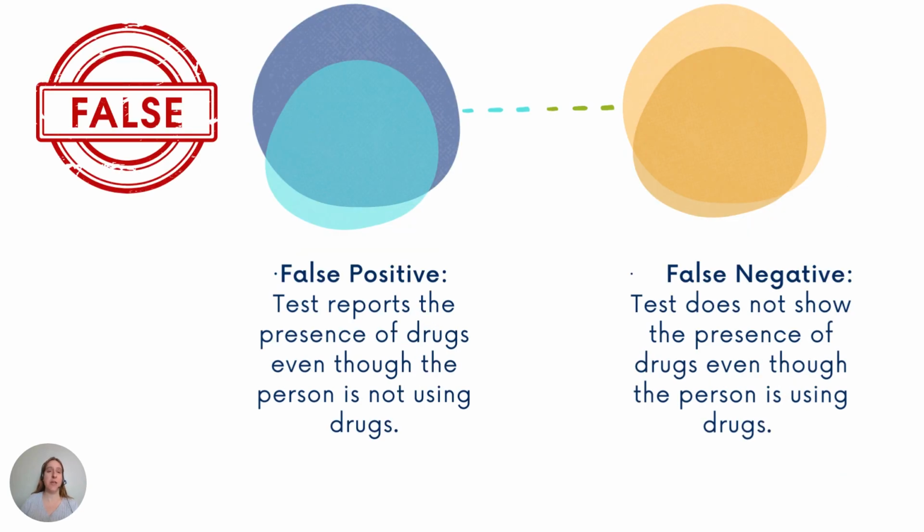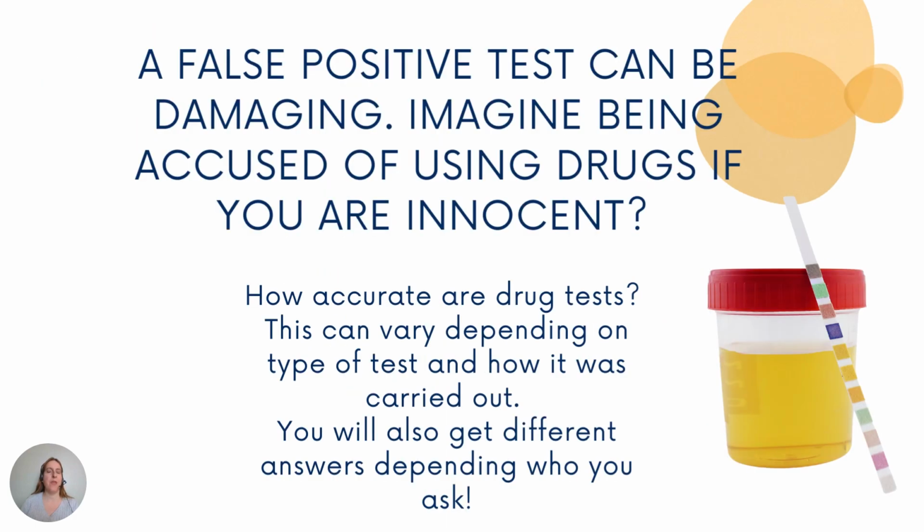Now, unfortunately, sometimes the test can be wrong. A false positive is when a test indicates that there are drugs, even though the person was not using drugs. A false negative is when the test does not indicate there were drugs, when a person was using drugs. A false positive test can be damaging. Imagine being accused of using drugs if you are innocent.